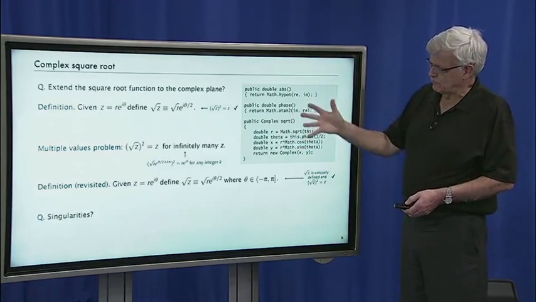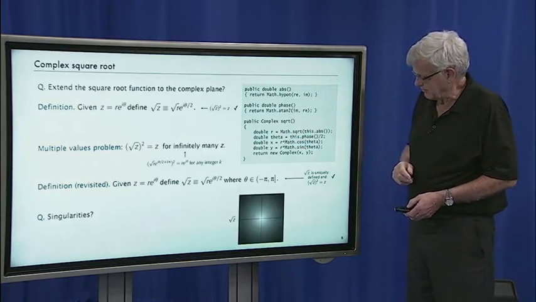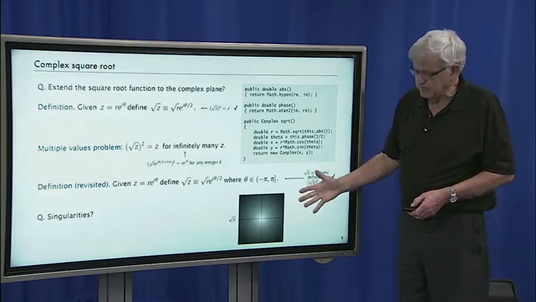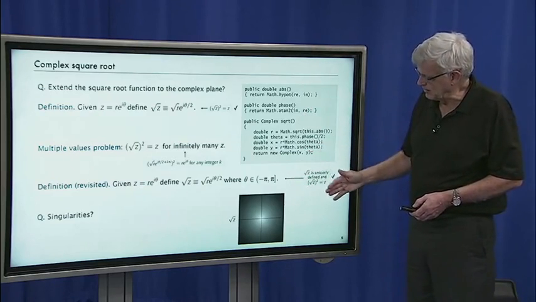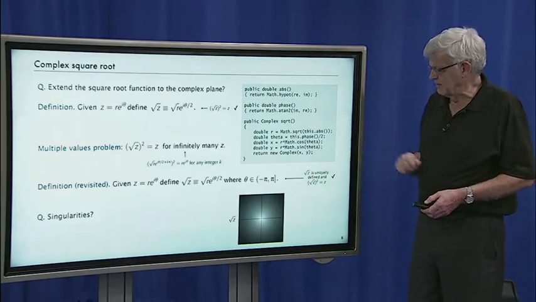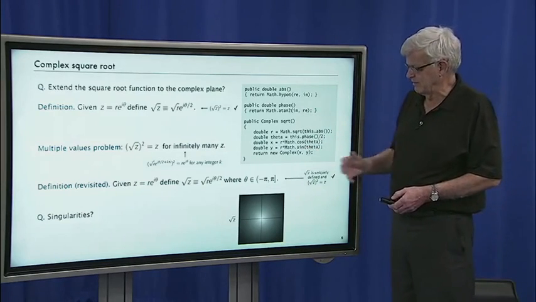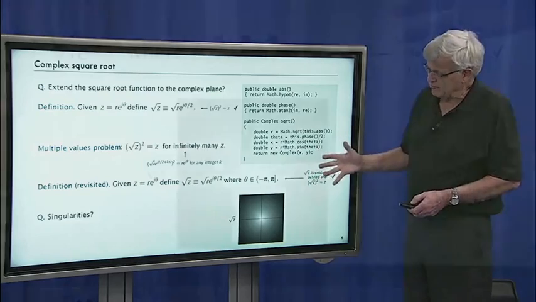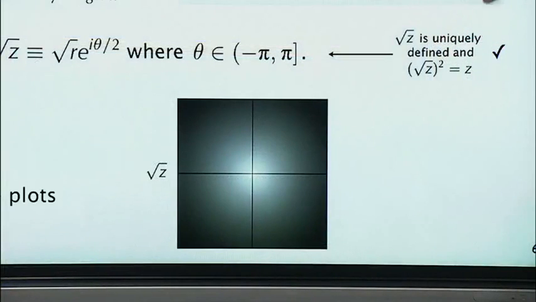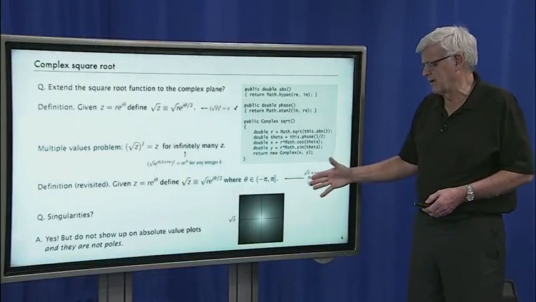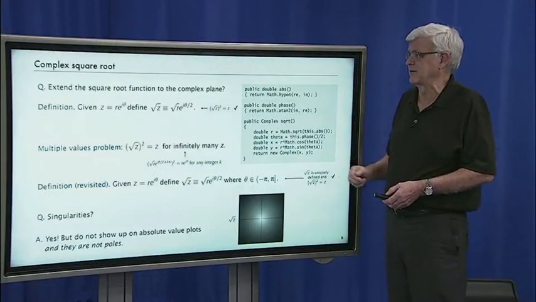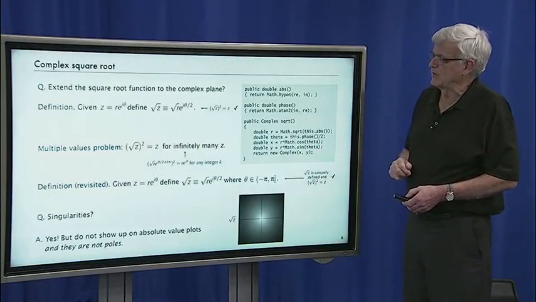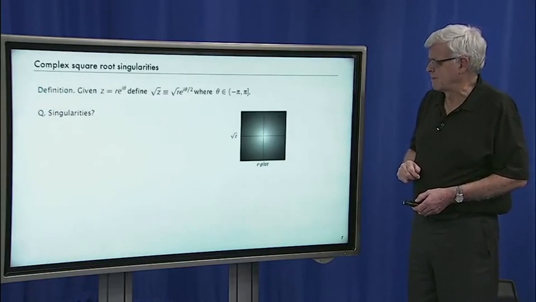So the question is, does this square root function have singularities? And if we look at our typical plot of the magnitude of square root of z, it seems fine. It seems very smooth. But actually, that's misleading. Actually, there's singularities, but they don't show up on this plot. And also, they're not poles. They're not isolated. So we'll see what that looks like on the next slide.